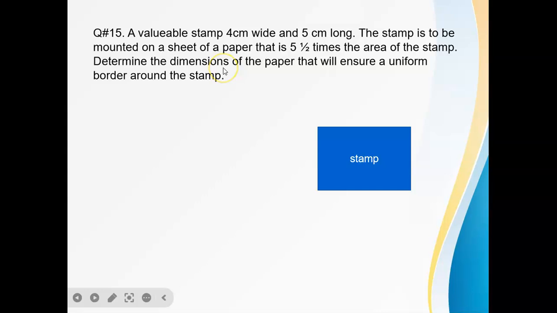Dimensions of the paper means you have to find the length and breadth of the paper. That will ensure a uniform border around the stamp. This means that if we place the stamp on a paper, it must be equally distributed from all four sides, so that your stamp is exactly in the middle and the distance between the paper and the stamp is equal on all sides.